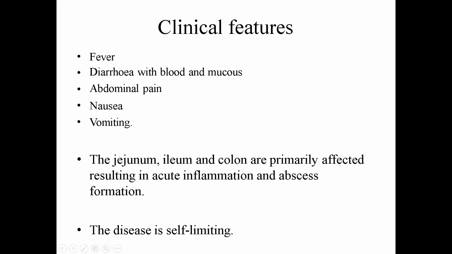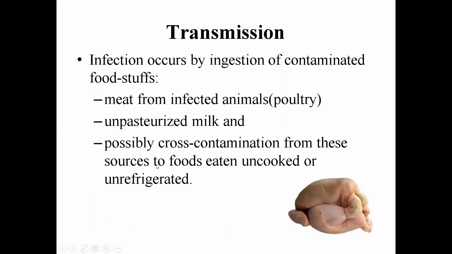Clinical features are again quite common, I will not go over them again. Mainly this organism affects different parts of the intestine, especially the jejunum, ileum, and colon. There will be inflammation and also formation of abscess in that region, and that's why it causes more diarrhea with blood and mucus. That is why it is called dysentery, because the inflammation and abscess formation in these regions get damaged when passing stools, and blood spots can appear in the feces.